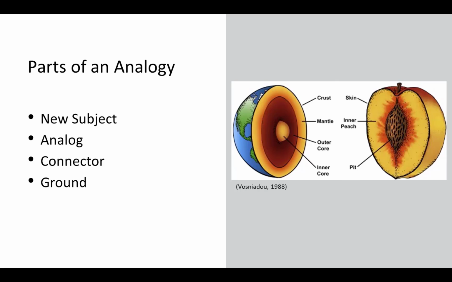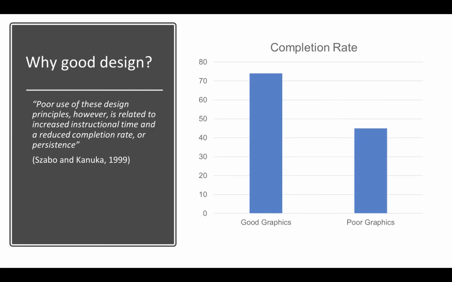The connector shows the relationship between the two concepts, like the structural relationship of the Earth and the peach. The ground is the specific set of similarities and differences between the familiar and the unfamiliar, like the layers of both the Earth and the peach. Now let's look at why good design is important for distance learning.